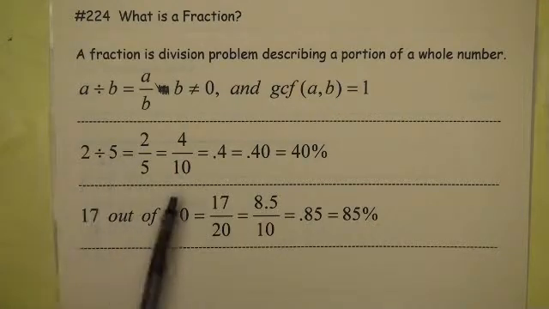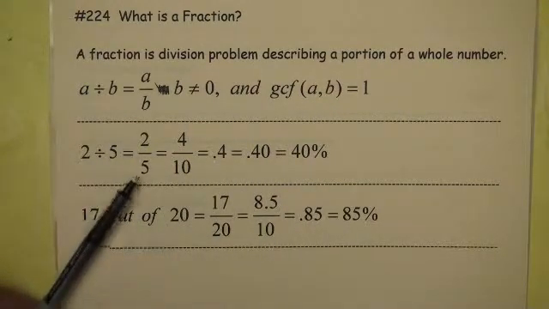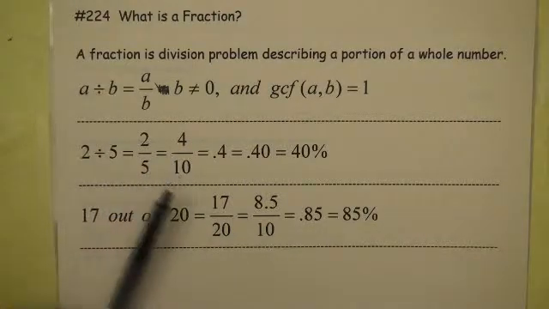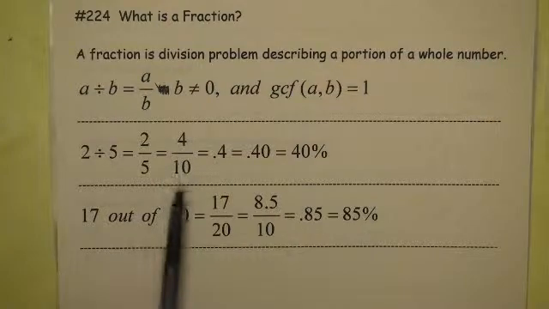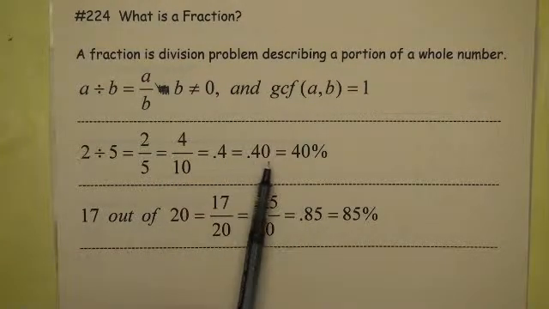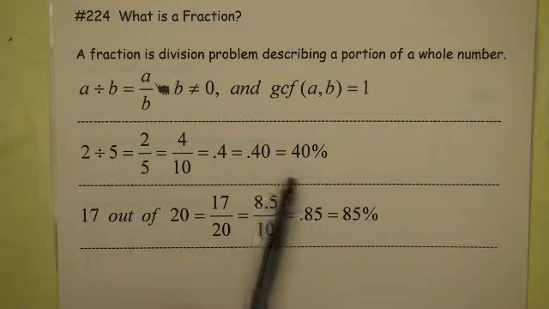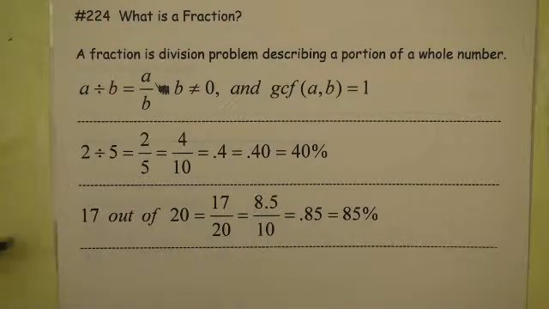Now the rest of this is just converting it to a percent, just to indicate what's happening here. 2 out of 5 is the same thing as 4 out of 10, which is 4/10 with the decimal place, which is the same thing as 40/100ths. And of course, anything out of 100 is a percent, so that's why we have 40%.